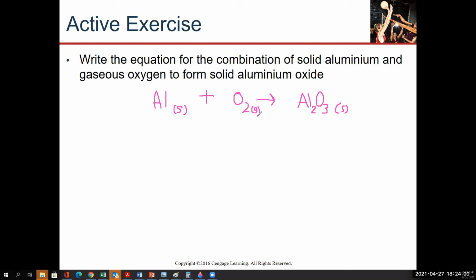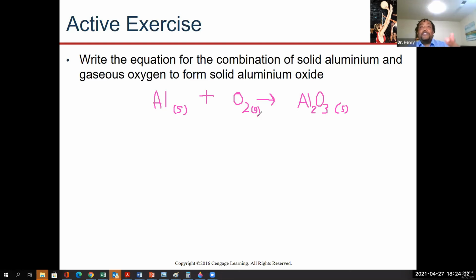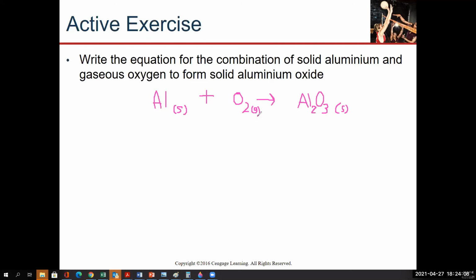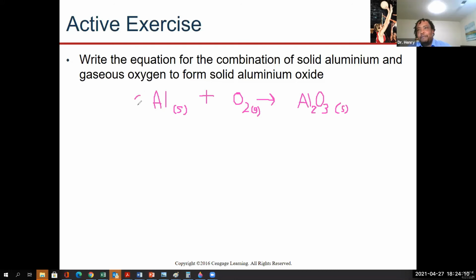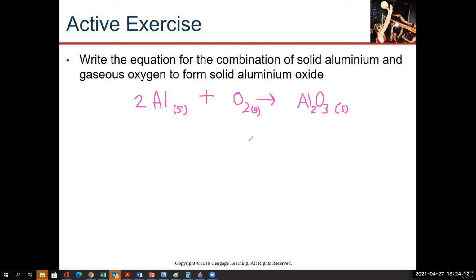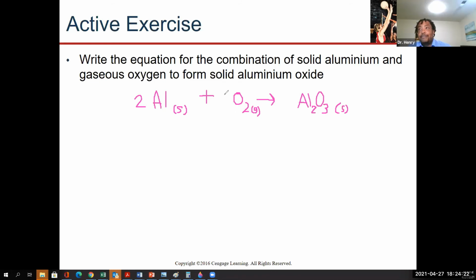No. Okay, what do I need to do to balance it? Okay, now you can tell me the answers. Put a 2 in front of Al. A 2 in front of Al. Okay. And then we have 2 and 2. And then we have 3 oxygens on that side. So we only have 2 on this side. So put a 1 in front of the O. Which O? That one.